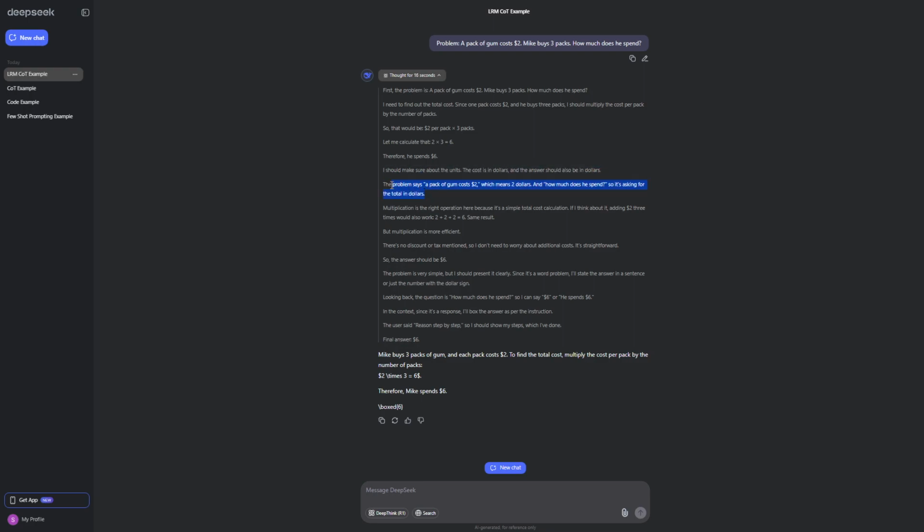The problem says a pack of gum costs $2, which means $2. And how much does he spend? So it is asking for a total in dollars. Multiplication is the right operation here because it is a total. It is a simple total cost calculation.